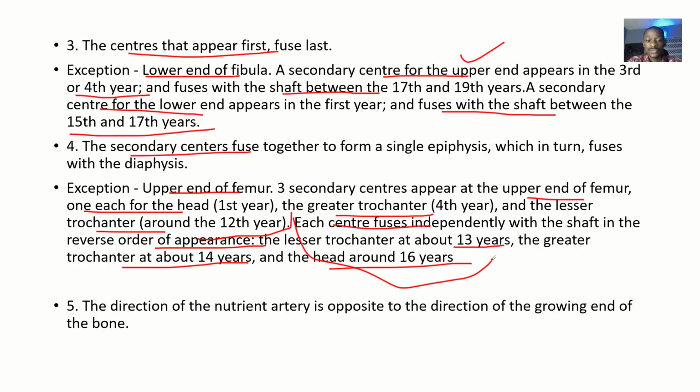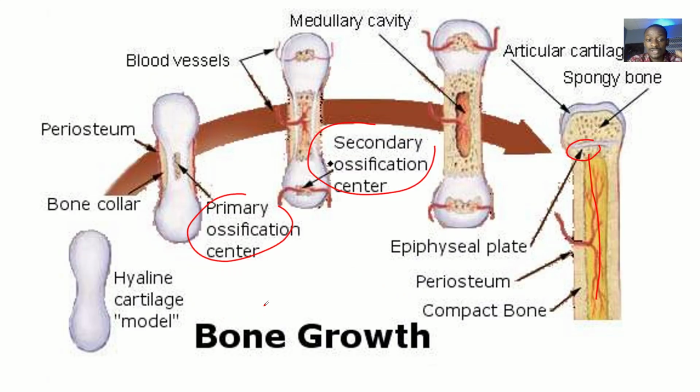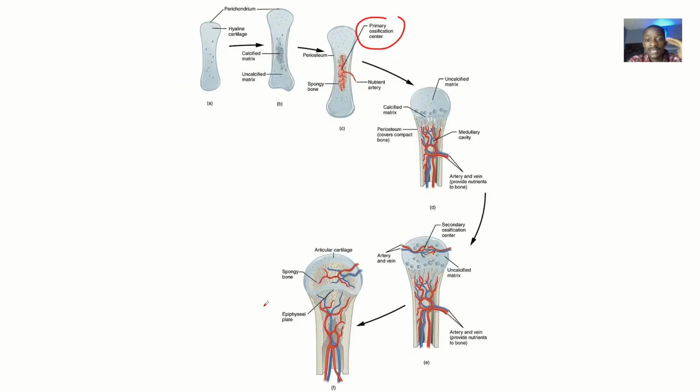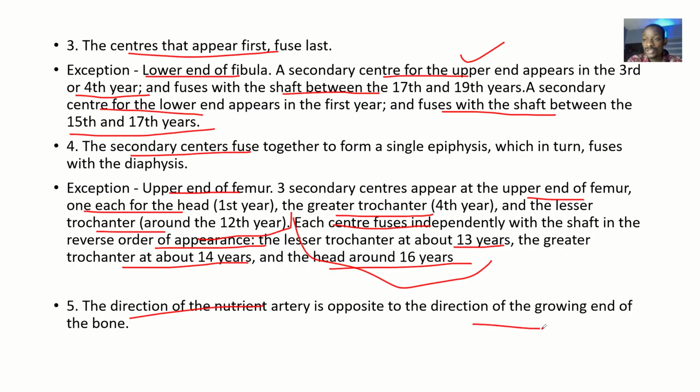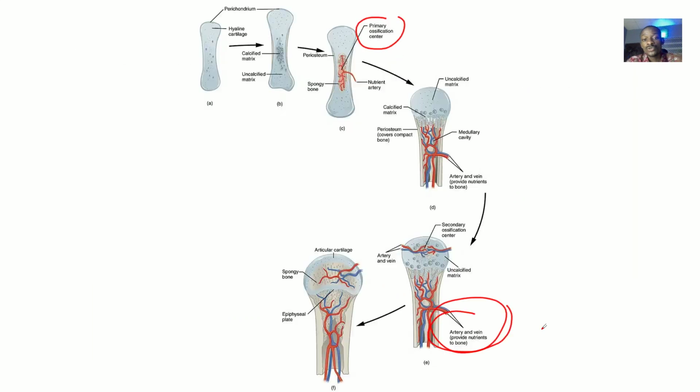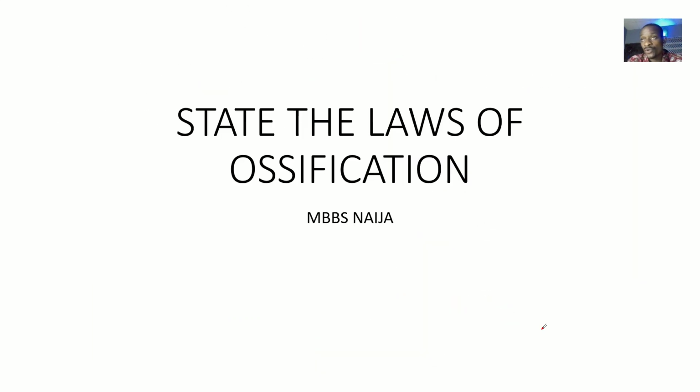So the fifth law of ossification is that the direction of the nutrient artery is opposite to the direction of the growing end of the bone. So the nutrient artery: the direction is opposite to the direction of the growing end of the bone. So these are the 5 laws of bone ossification. That's it.